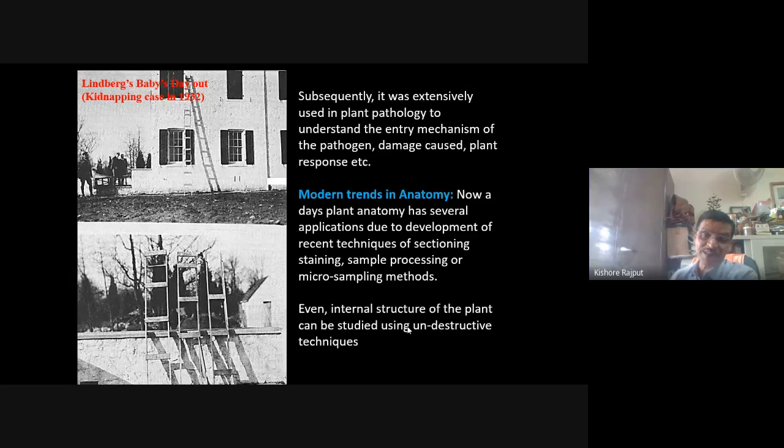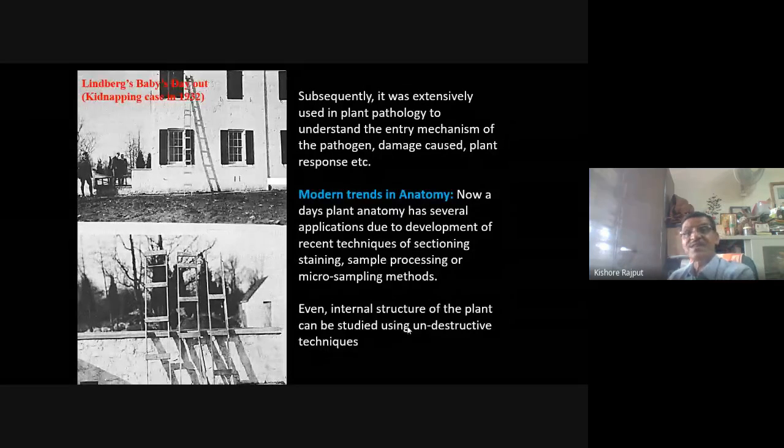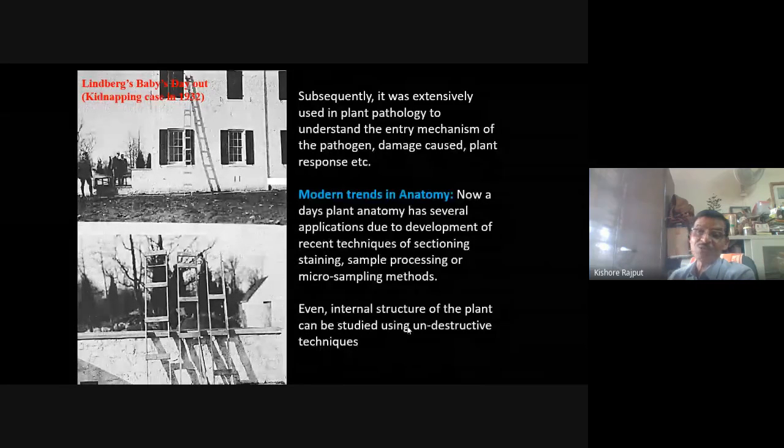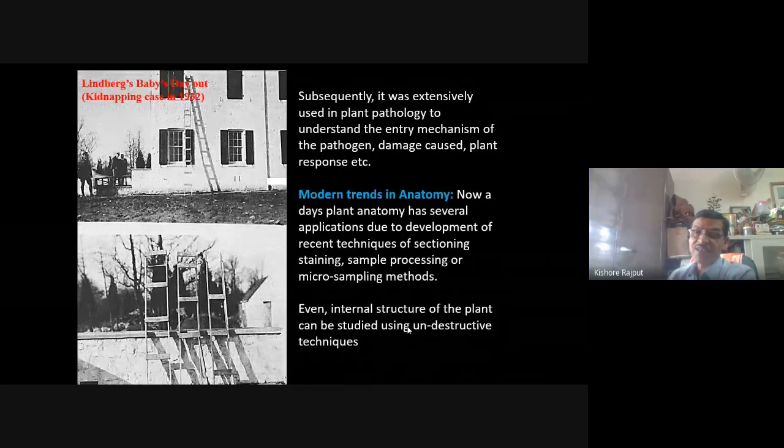It has several applications due to the development of recent techniques of sectioning, staining, sample processing, and even micro sampling methods. Here I'm mentioning some of the recent techniques of sectioning. Earlier, sectioning was different. They were using direct microtomes, but now you have various methods by which you can embed the sample depending on the hardness. Even the embedding material can be chosen. There are several techniques available online. You can even search for them.